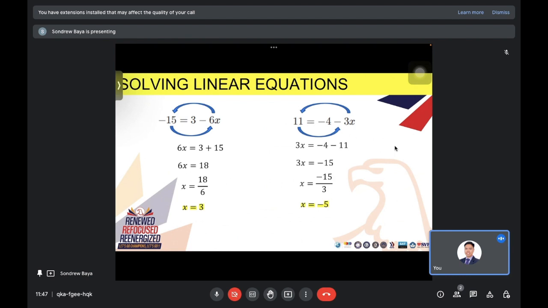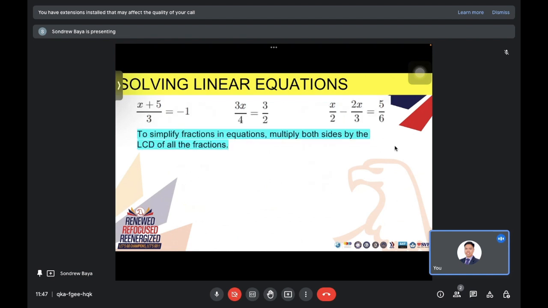Here, x is equal to negative 5. And that's how we solve linear equations. Let's now have another set of examples. Let's consider the following. So here, if you try to look at it, the only difficult and challenging part here is the involvement of fractions. And most students are quite having difficulties with fractions.